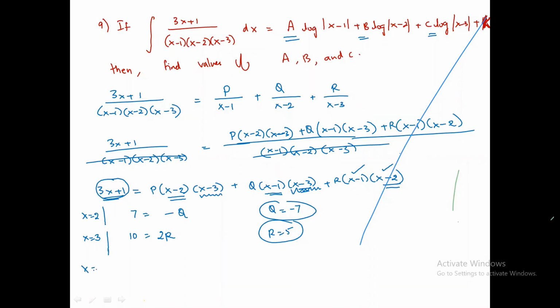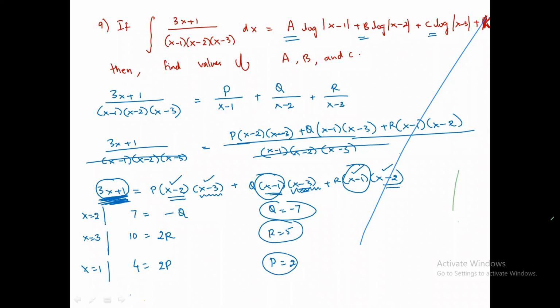Lastly, I will put x equal to 1. When I put x equal to 1 here, I will have 4 equal to, here 1 minus 2, minus 1, 1 minus 3, minus 2. Minus 1 and minus 2. So 2P I have. Of course, x minus 1 will become 0. Here also x minus 1 will become 0. So I can write P as 2.